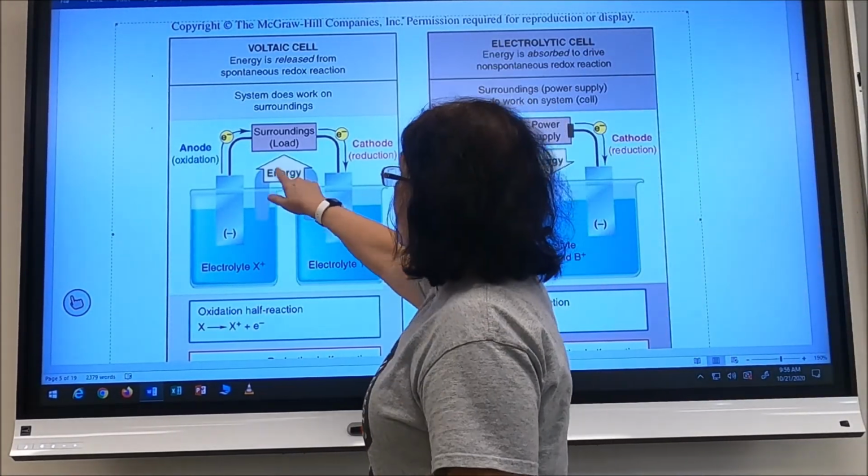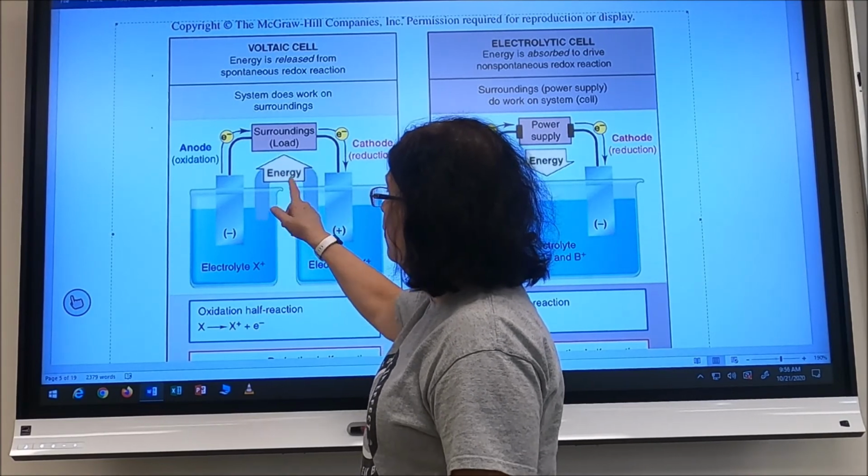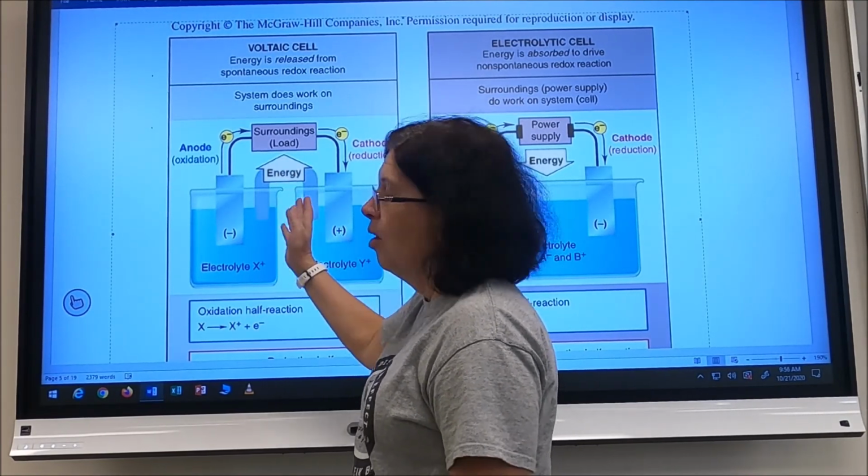And we're going to put particles in the salt bridge that can move from one side of the salt bridge to the other.